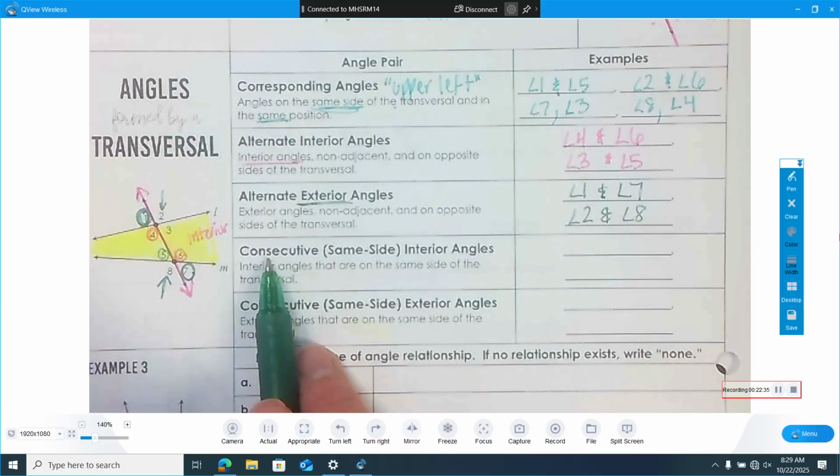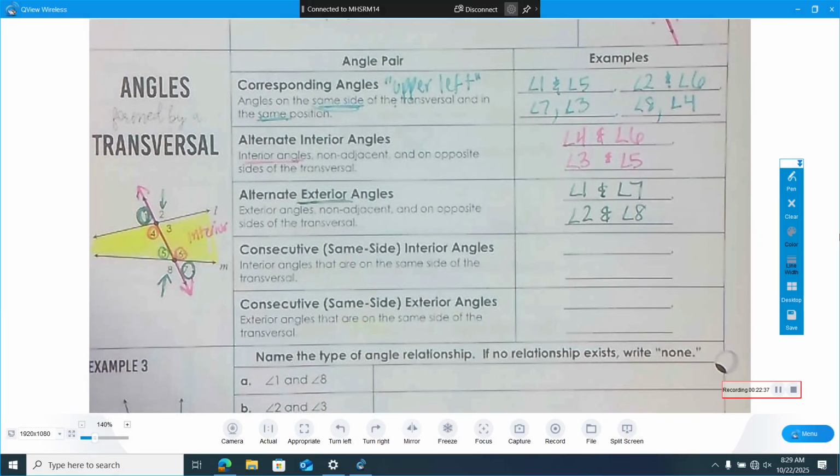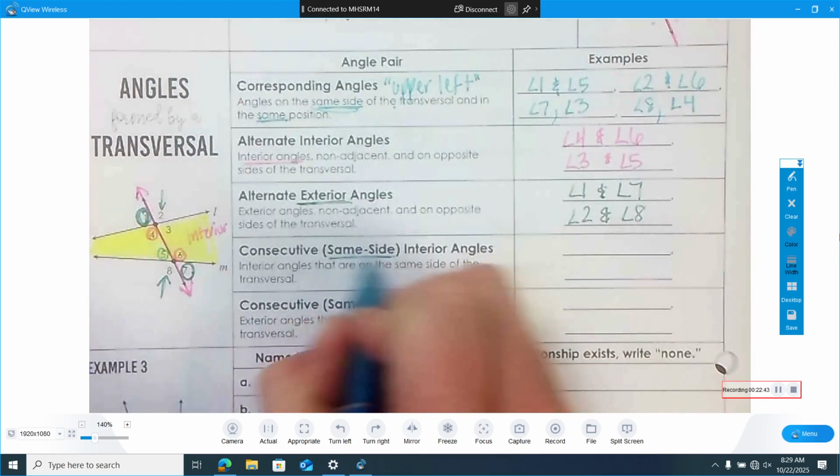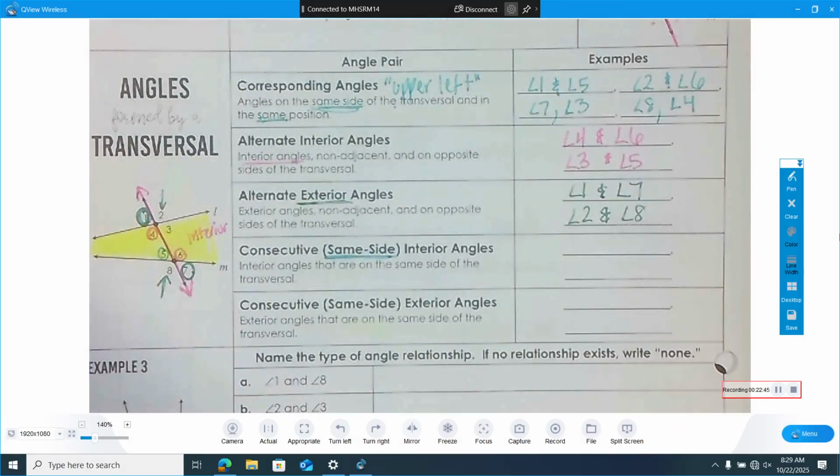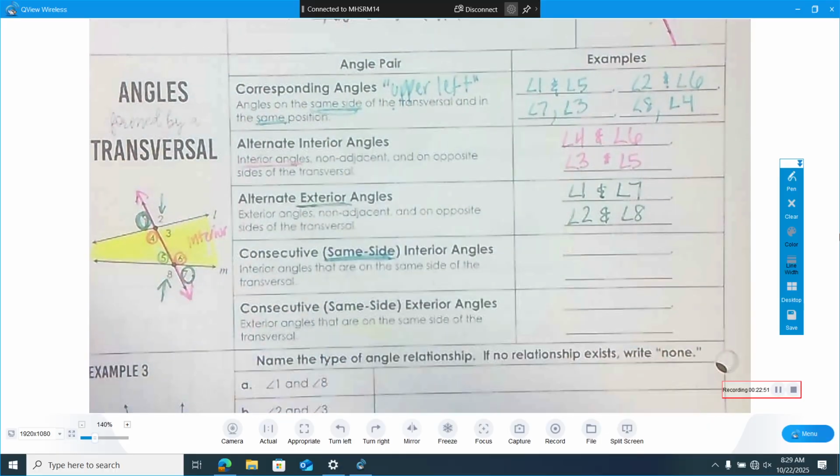Consecutive. What does consecutive mean? In a row, one right after the other. And I like how they've called them same side. That's going to come up. So consecutive means one after the other, but we can also use the word same side interior.